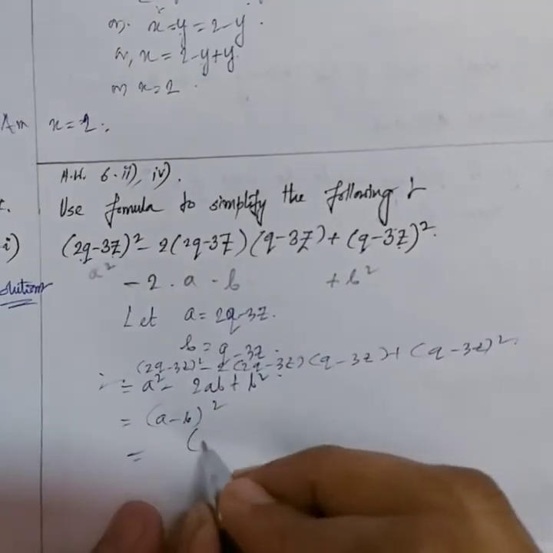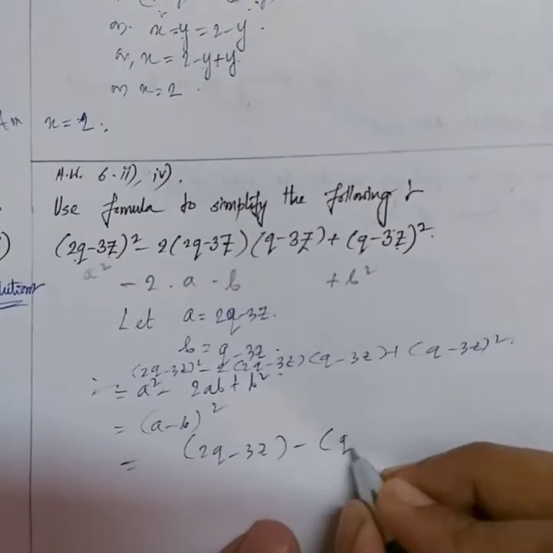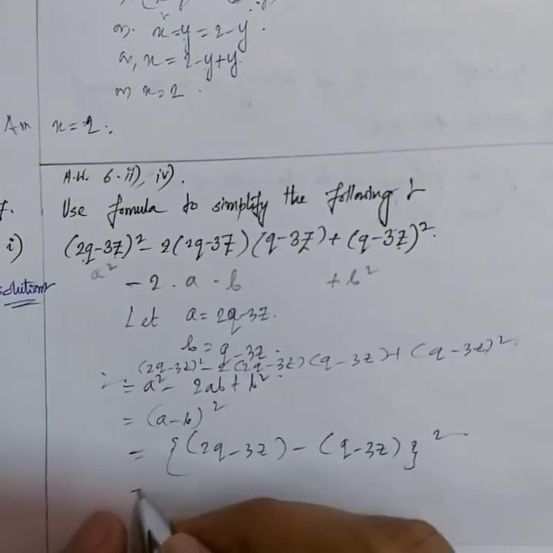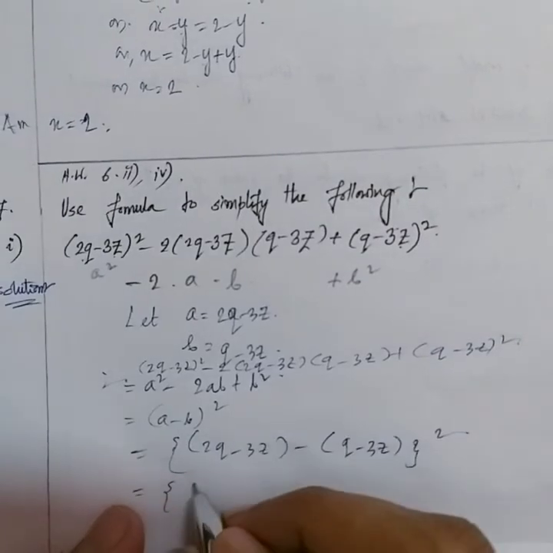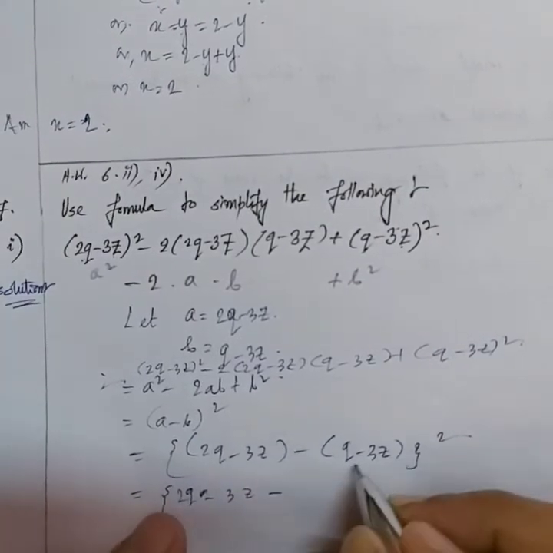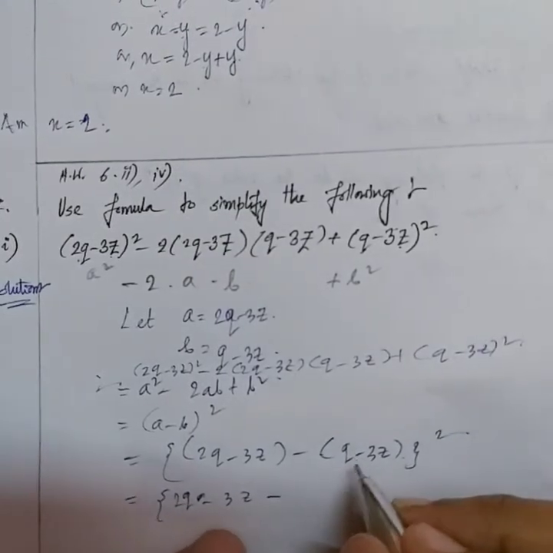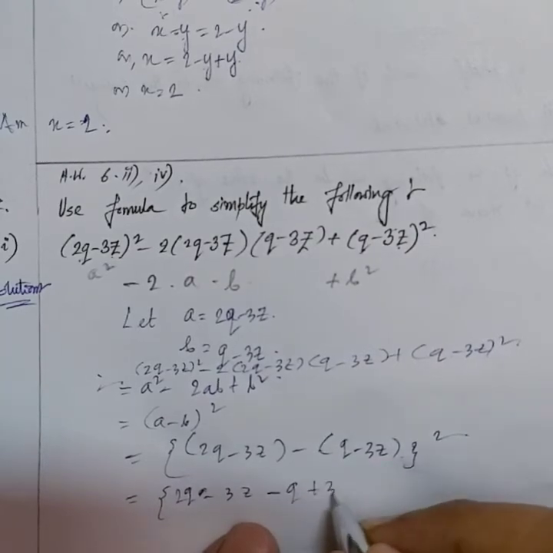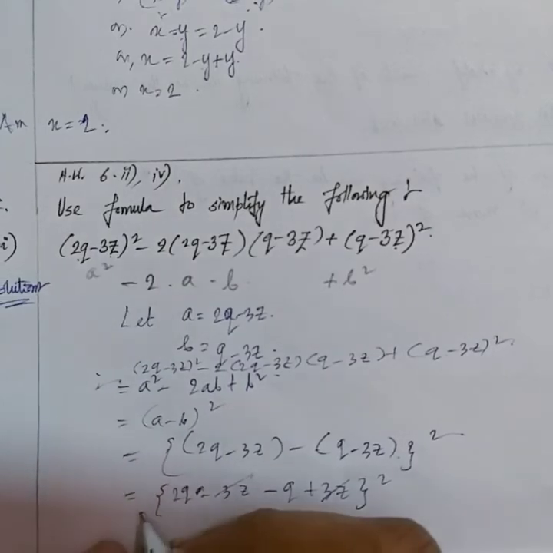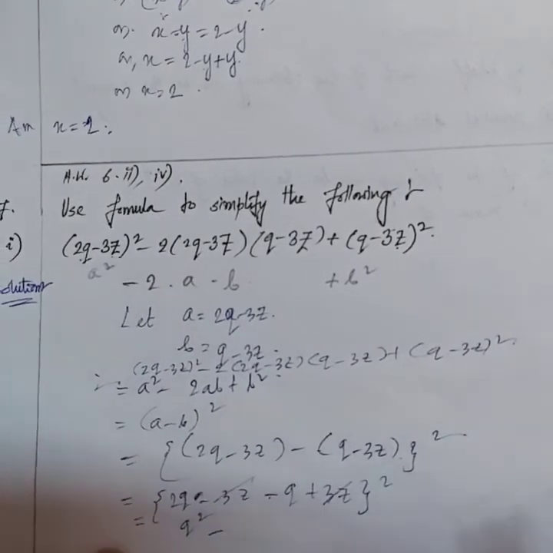So you are getting (2q minus 3z minus, for b you have to write, q minus 3z) whole square, right? If you remove the brackets, you are getting 2q minus 3z minus, if you remove these brackets, the minus sign inside this bracket will become plus, so you are getting q plus 3z, whole square. This plus 3z and minus 3z will give you 0, so you are ultimately getting 2q minus q, that is nothing but q square. So this is our answer, q square.